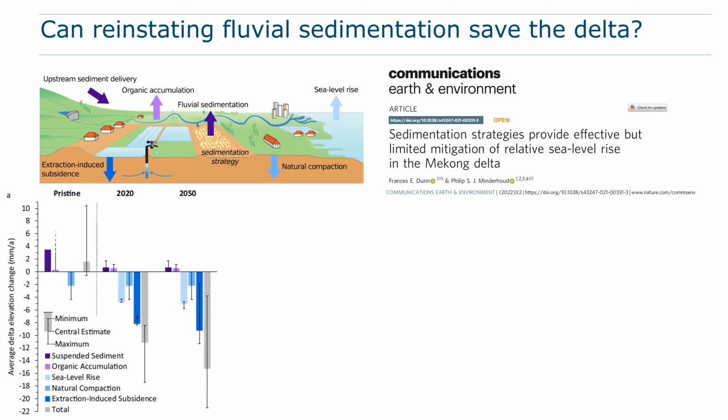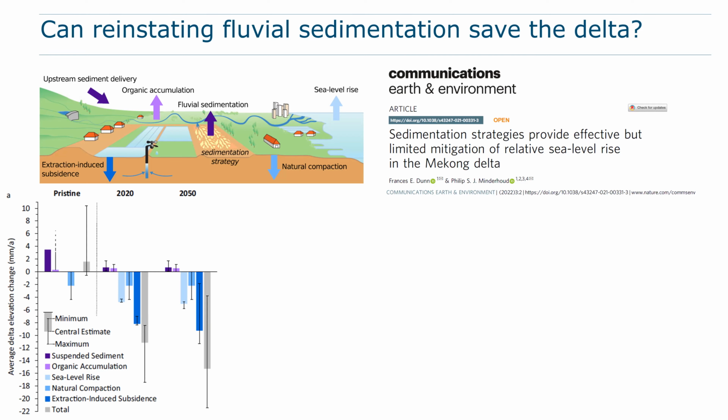Well, in this figure on the left side, we see the pristine elevation change. So this is an elevation change balance, I would say. So in the pristine version, the purple one is suspended sediment and organic sediment accumulation. We only have to account for natural compaction because in the pristine situation, we didn't have a significant sea level rise and there was no extraction-induced compaction. And you can see that in the gray bar, it is actually positive. So this is logical as well because this is why the delta could grow in the past.